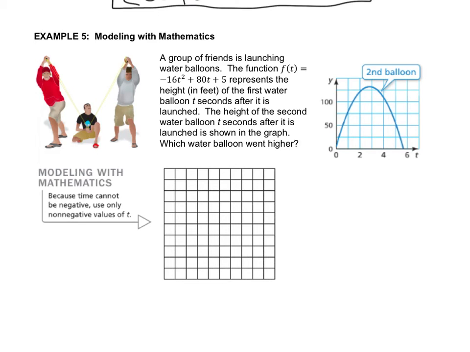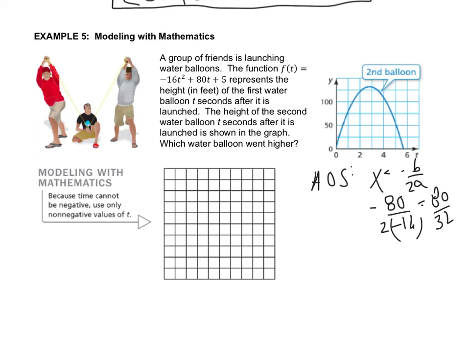And we're going to show a quick graph of this. So first we're going to find the axis of symmetry. So we know that the axis of symmetry is x equals negative b over 2a. So in our function, the b value is 80. The a value is negative 16. So that's going to give me two negatives make a positive. So 80 divided by 32, which is 2.5. So I know that 2.5 seconds into this launch, this will be at its highest peak.